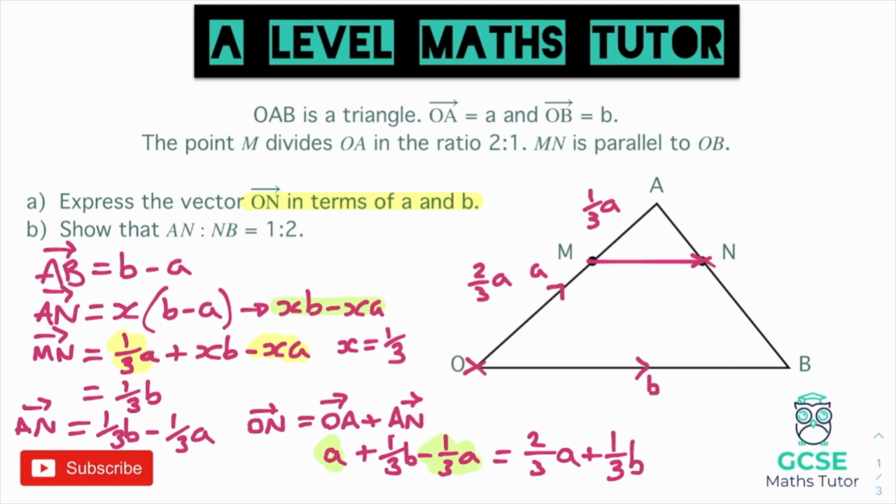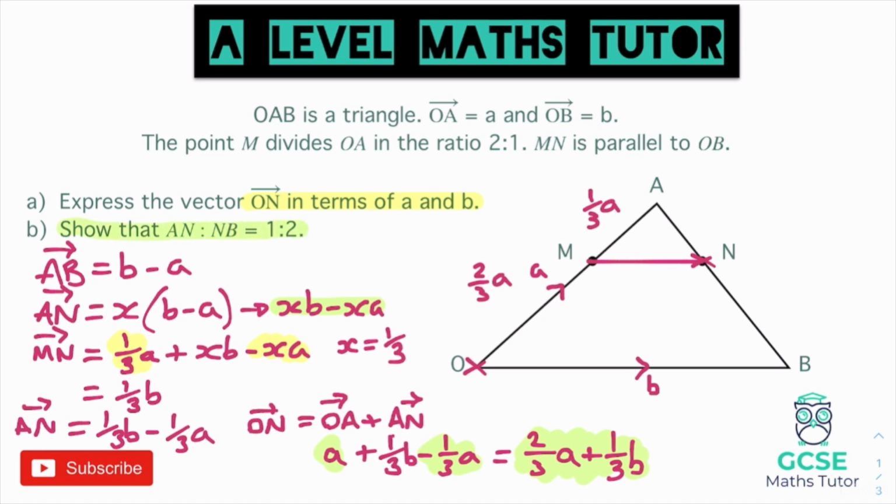So there we go, that is our vector. We have 2/3 A plus 1/3 B. Now we'll highlight that because that's finished, but of course you could factorise out 1/3, it doesn't ask us to, so it is fine to leave it in that form, but our final answer there is 2/3 A plus 1/3 B. Now for part B, it says show that A to N, N to B is in the ratio 1:2.